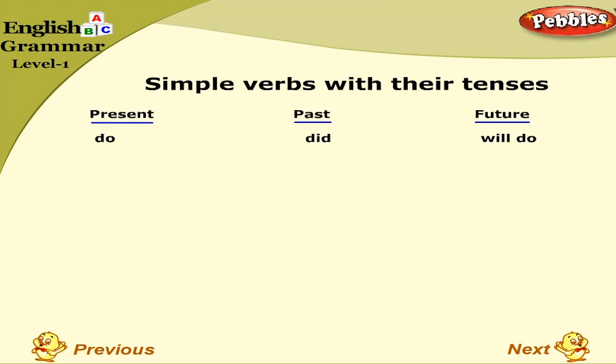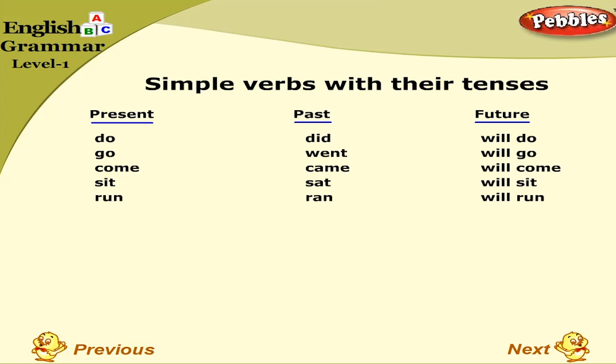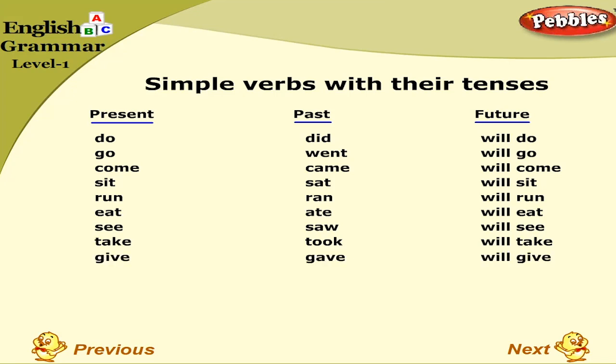Do, did, will do. Go, went, will go. Come, came, will come. Sit, sat, will sit. Run, ran, will run. Eat, ate, will eat. See, saw, will see. Take, took, will take. Give, gave, will give. Say, said, will say.